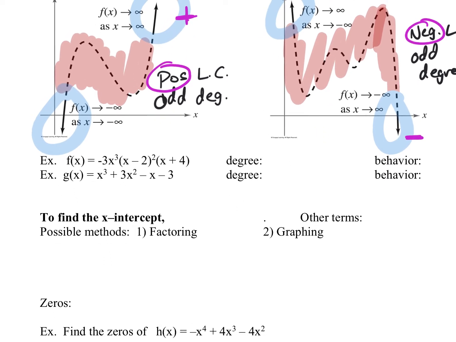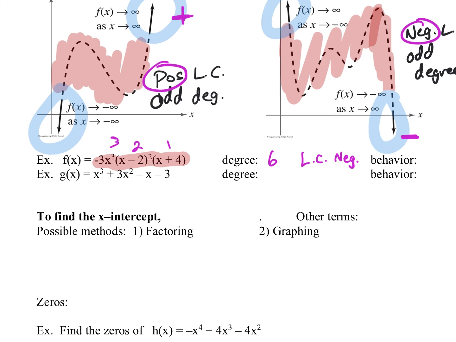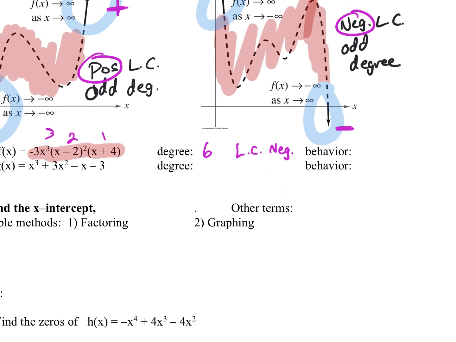Let's just look at a few examples here. One we have in factored form. We have f of x equals negative 3x cubed times the quantity x minus 2 squared times x plus 4. Well, that would give us a degree of 6, right? We have 3 here, 2 here, and 1 there. And our leading coefficient is negative. So that's all we need to know to describe the behavior. If it's even degree and a negative leading coefficient, this graph will fall in both directions.